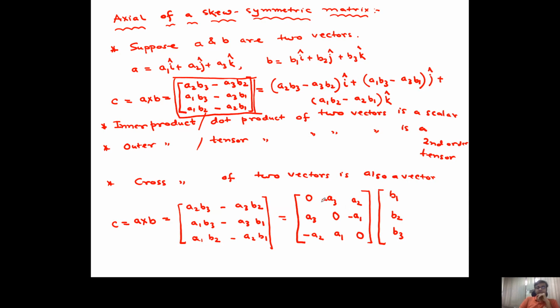So if you do this product, you realize that you will be recovering whatever was missing actually, right? So for example, if you do the first one, you will get A2 B3 minus A3 B2. Do the second one, you will get A3 B1 minus A1 B3. So this is actually wrong here. And if you look into the third one, you will get A1 B2 minus A2 B1. So this is how it looks like. And this is a skew symmetric matrix, right?